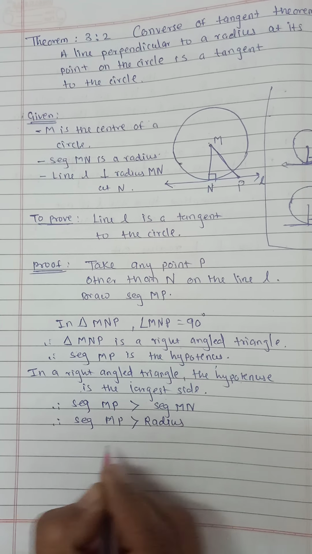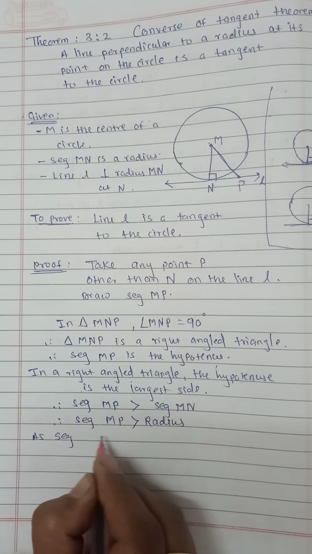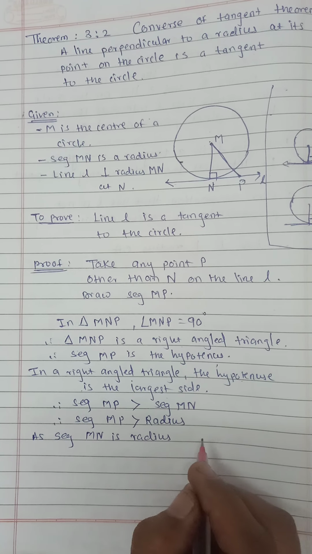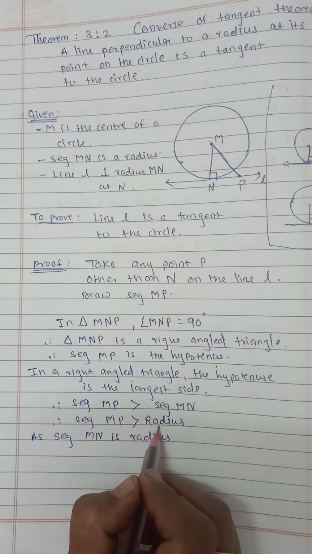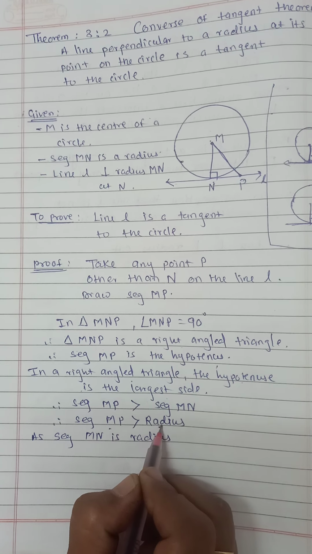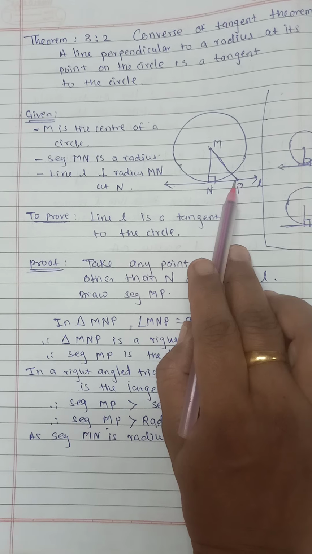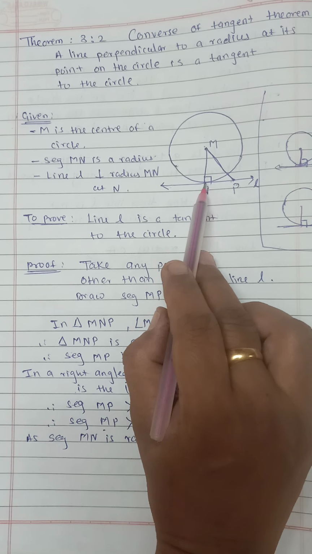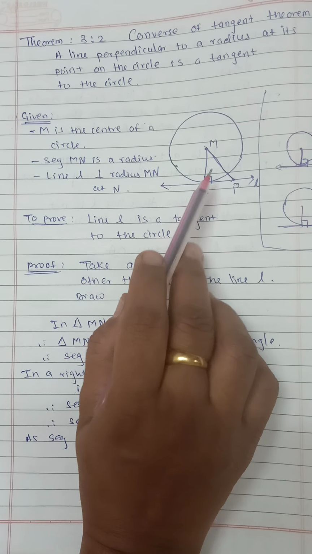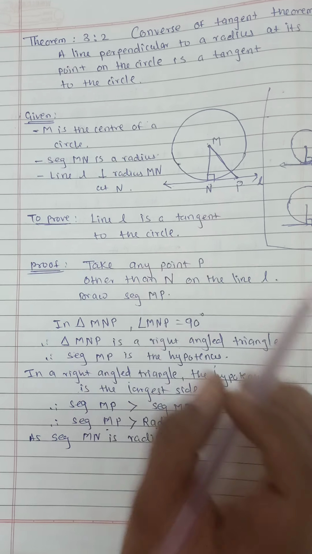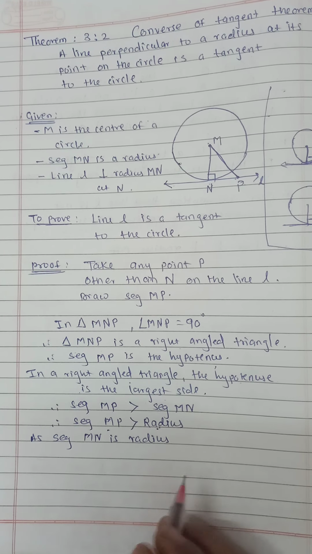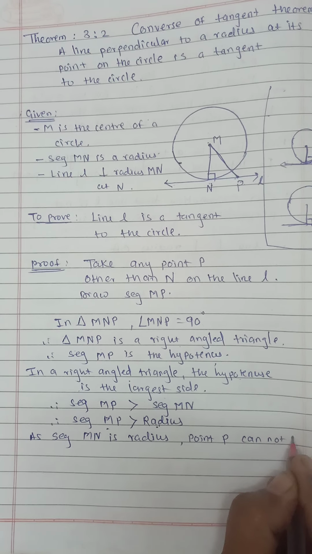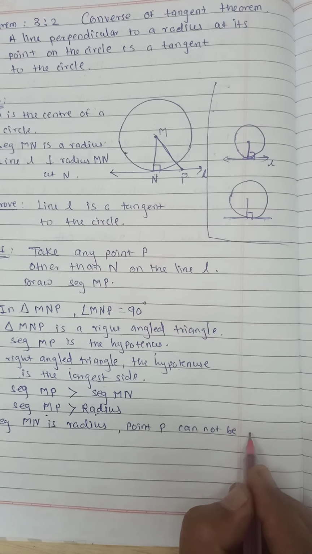MN is the radius. As seg MN is radius, and MP is greater than radius, that means P cannot be on the circle. Because it is greater than radius, if it is radius, then only it can be anywhere on the circle. But MP is greater than radius, so P is not on the circle. So we'll write, as MN is a radius, point P cannot be on the circle.